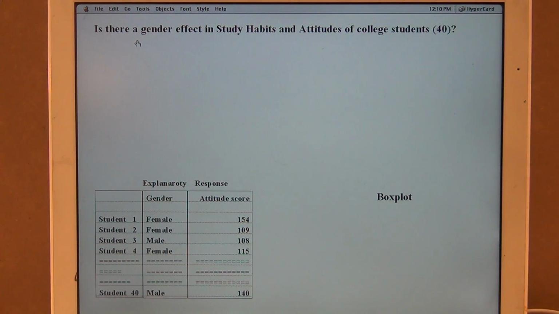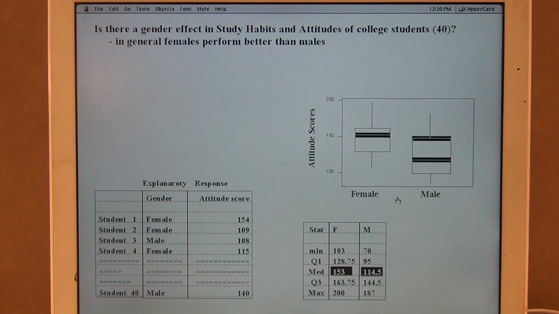So the explanatory variable here is gender. And it is categorical because you're either male or female. The response variable is a score on the test, so that would be quantitative. So again, we're looking at a categorical explanatory variable and a quantitative response variable. Well, let's take a look at the box plot and the 5-number summary and see what we can come up with here.